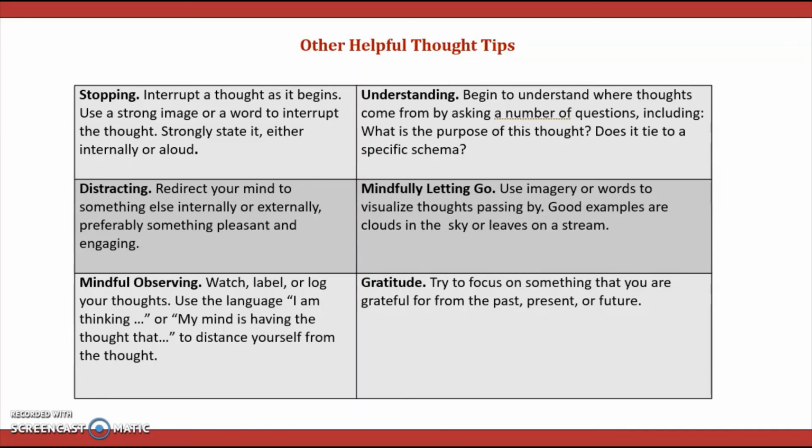So some of these techniques include stopping, which is interrupting a thought as it begins. Use a strong image or a word to interrupt the thought. Strongly state it either internally or out loud. The next, distracting. Redirect your mind to something else internally or externally, preferably something pleasant and engaging. Mind observing. Watch, label, or log your thoughts. Use language such as, I am thinking, or my mind is having a thought that, to distance yourself from the thought.